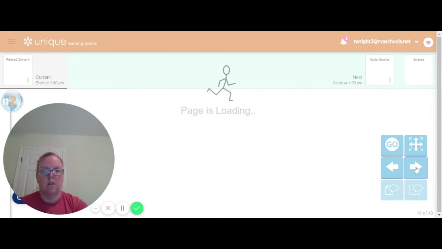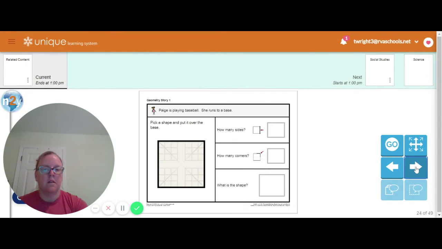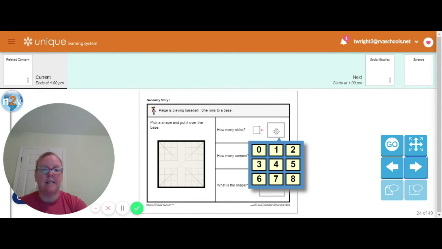Wait for the next pages to load. Just going to get to my next page real quick. All right, so Paige is playing baseball. She runs to a base. Pick a shape and put it over the base. So, how many sides does this have right here? Let's count. 1, 2, 3, 4.